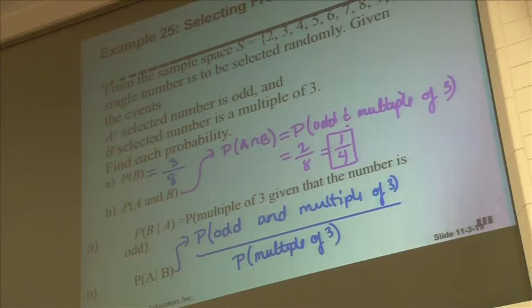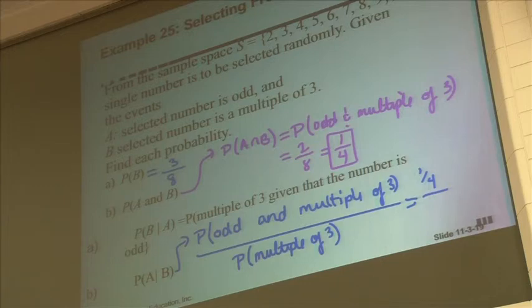Because of the order that the question has been asked, that's why you're dividing by something different. Okay. All right. What's the probability that a number is odd and a multiple of 3? 1 out of 4. We found that. All over. What's the probability that the number is a multiple of 3? That it's a multiple of 3.